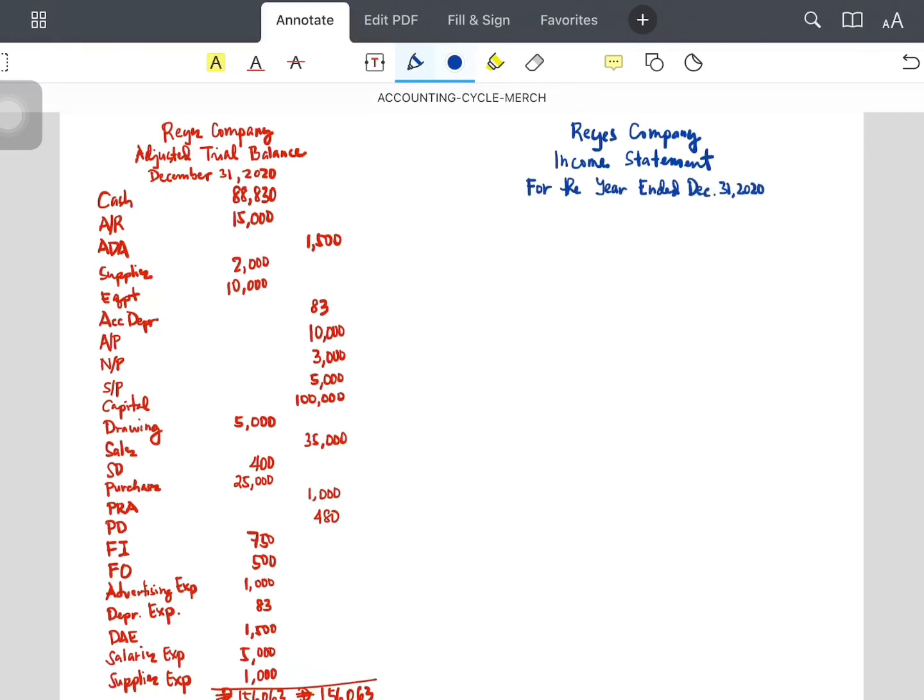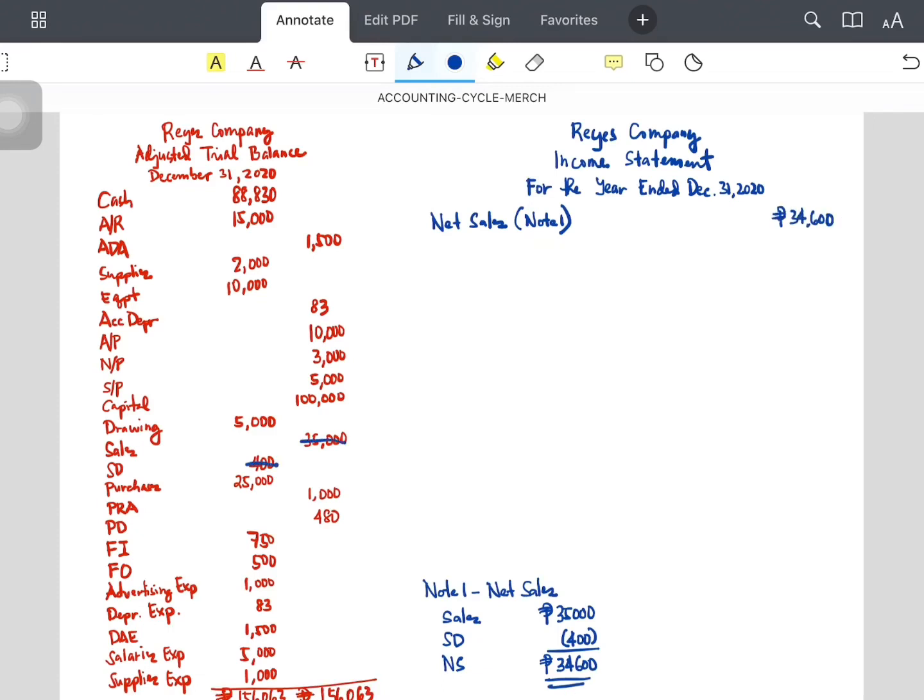Since this is merchandising already, you start not with service revenue but with your net sales. Let's do a note. I'll just place it here. Get your sales and your sales discount. Place it here. So let's cancel these account titles.